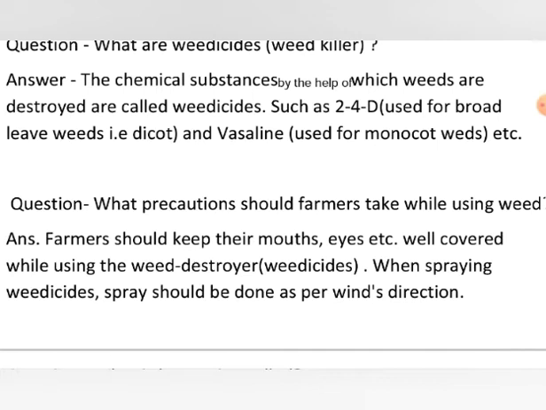The seeds which can be split into two equal halves after removing the seed coat are dicot seeds, and those seeds which are made up of a single piece and cannot be divided into two parts are called monocot. Wheat is an example of monocot. You cannot divide it into two equal halves. So these are the weeds we were discussing.